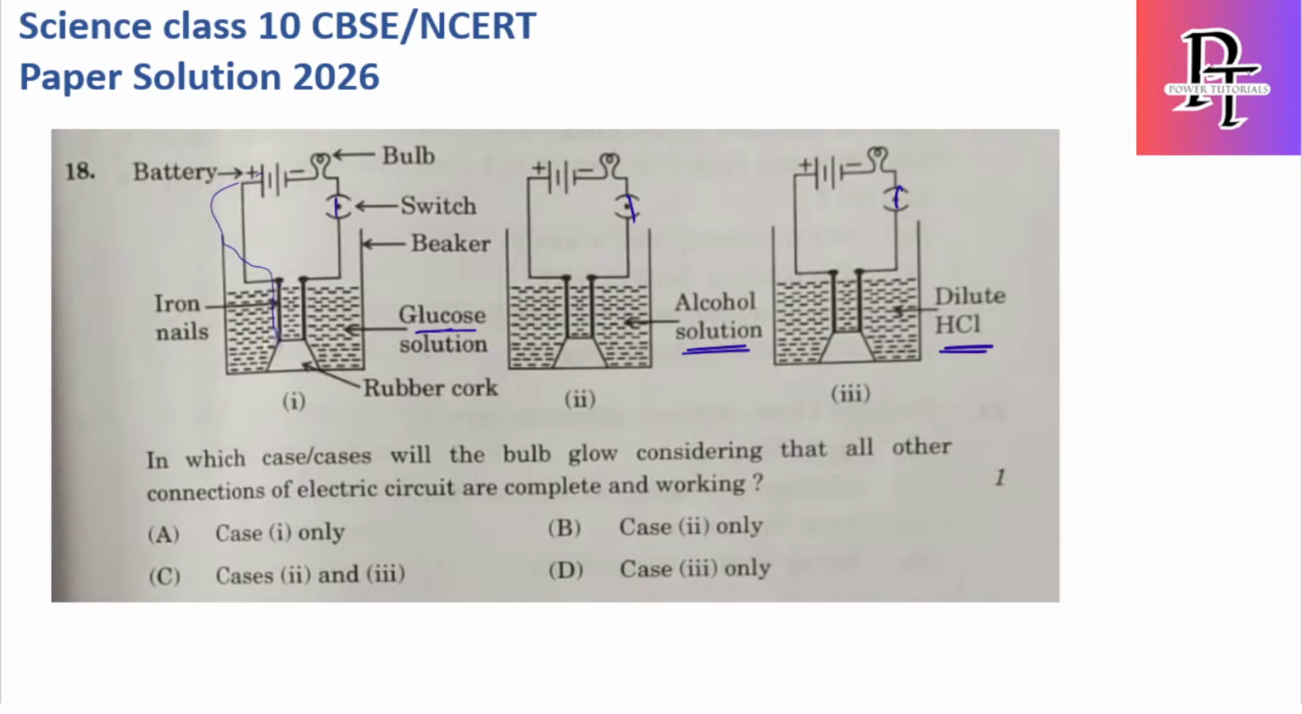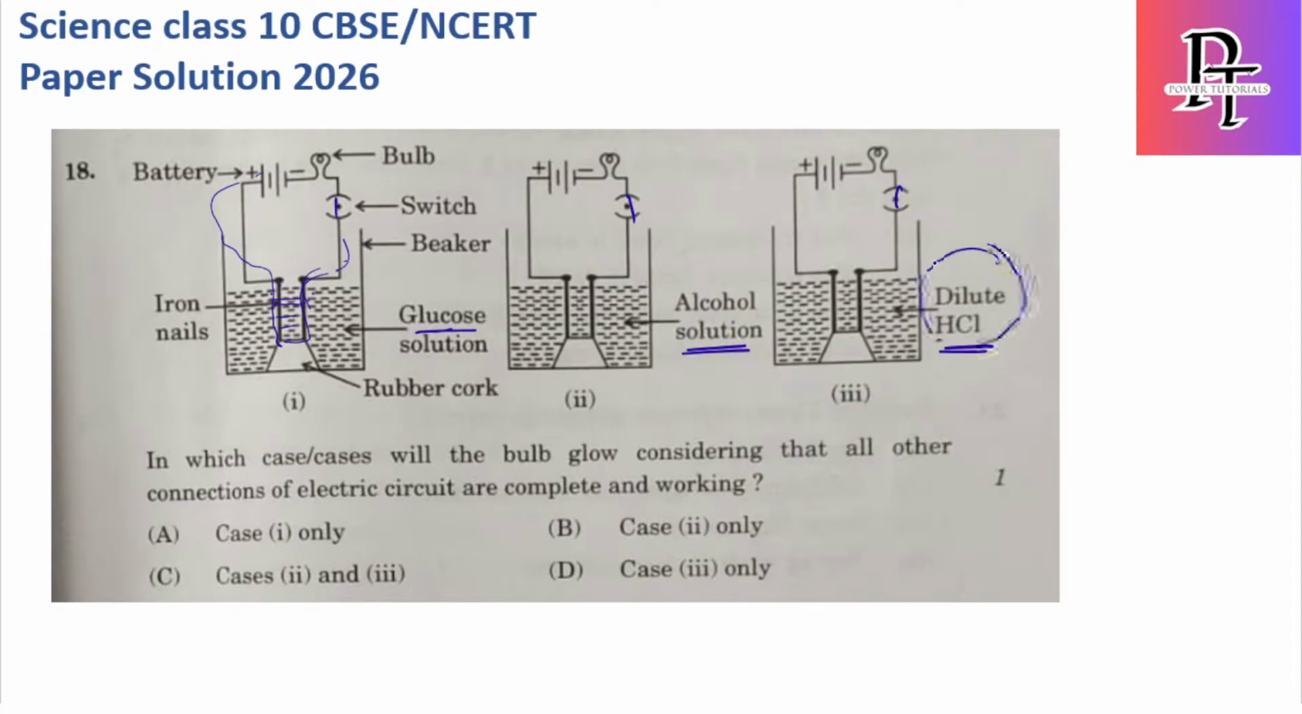From here it goes to the rubber cork, and then it has to come back, but to come back it has to pass through this liquid medium. Then only these ions will move to this iron nail, and the circuit closes. So that's why the medium has to be a good conductor, so that it allows the free ions to pass through it. Glucose does not have free ions, it is a covalent compound. Alcohol solution is also a covalent compound, it will not allow any free ions to pass through it.